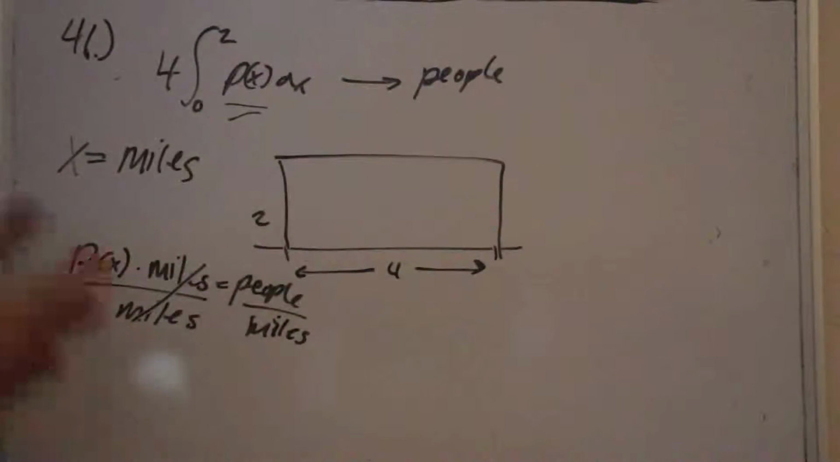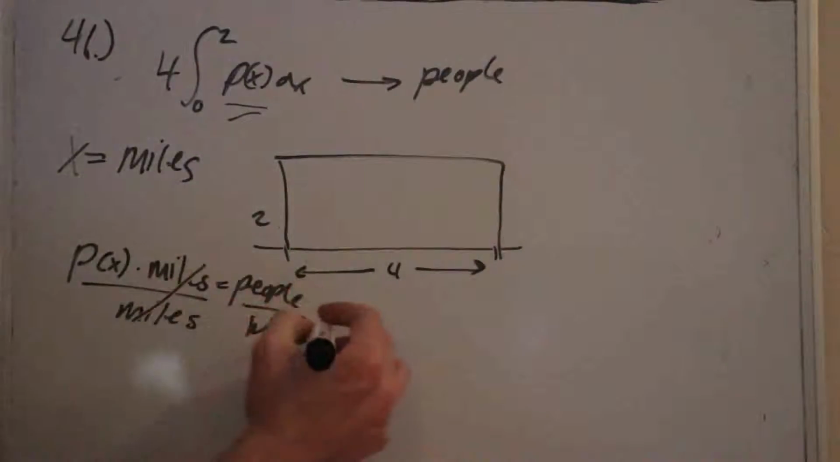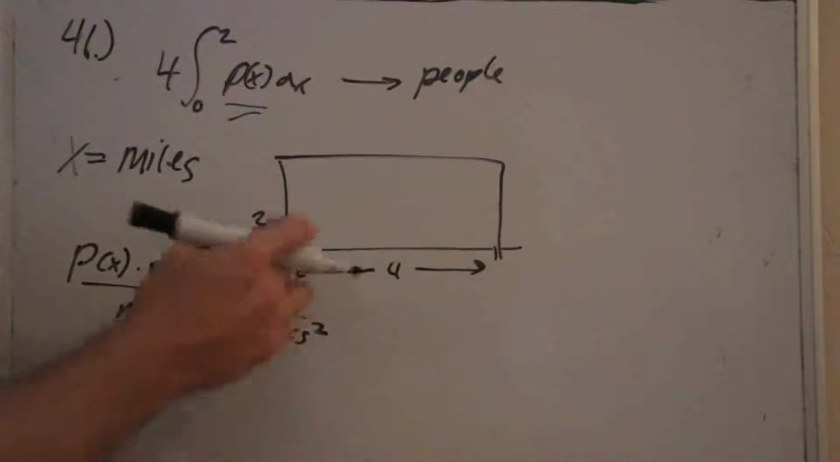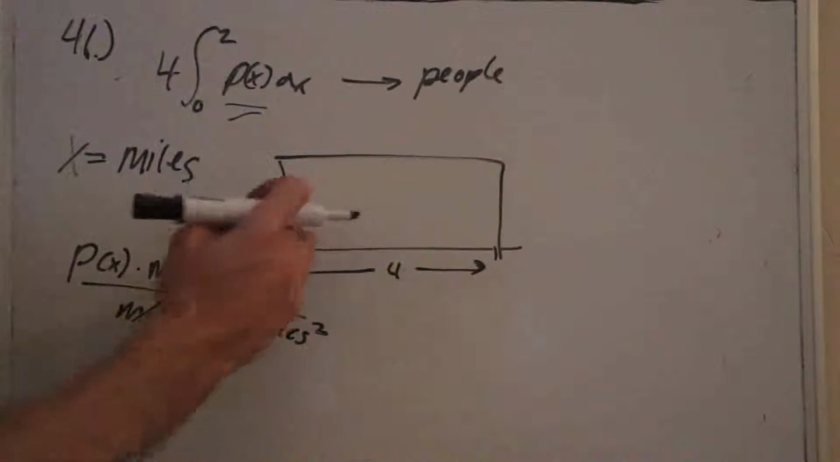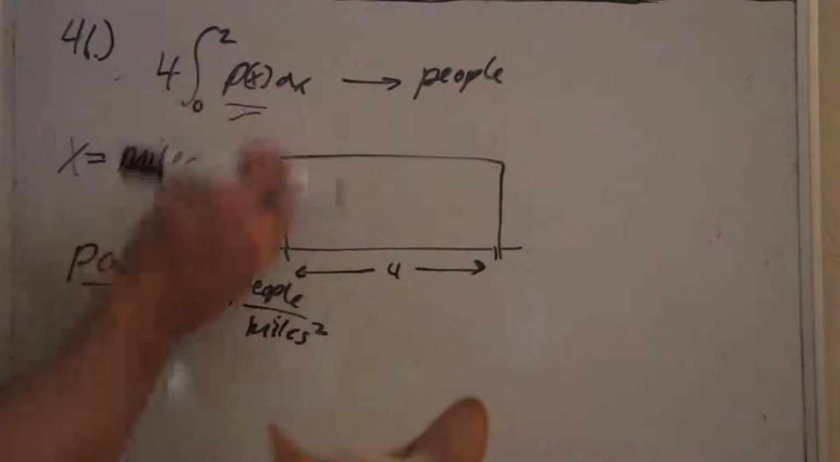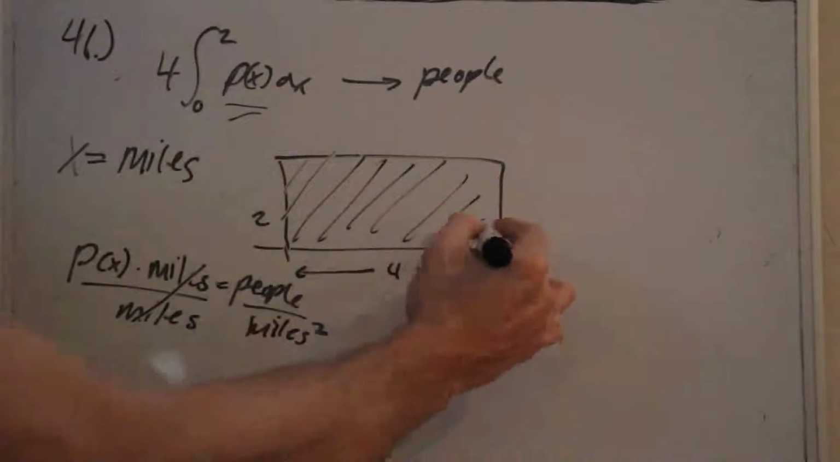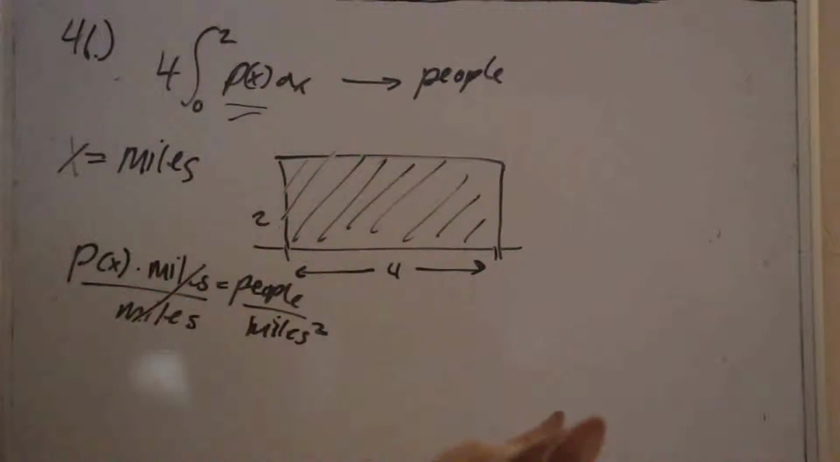Okay, so that should be my units, and that's what I put when I was doing this test. I said the answer was D. Now, they say that the answer is people per square mile. Now, that does make sense, because if I think about it, I'm not talking about just this 4-mile stretch, I'm talking about this 2-mile stretch, so I've got a square area, so I'm talking about people per square mile of area is what I'm taking the integral of.